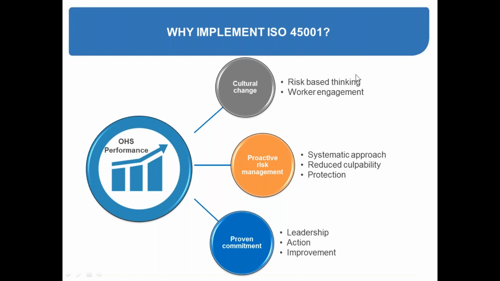Right, so firstly, let's talk about why implement ISO 45001. What we're looking for is enhanced performance of the occupational health and safety system. We may be looking for a cultural improvement change to drive forward that long-term improvement that may be needed by the business. We're talking about proactive risk management, a systematic approach to reduce culpability, and most importantly, protect the workers, which is the core group that this management standard is aimed at. It also helps demonstrate a proven commitment in terms of leadership, action, and improvement. And it can fit very nicely into an existing framework of management systems, ISO 9001, ISO 14001, etc. So that's the primary fundamental requirement that we're looking for as to why implement ISO 45001.